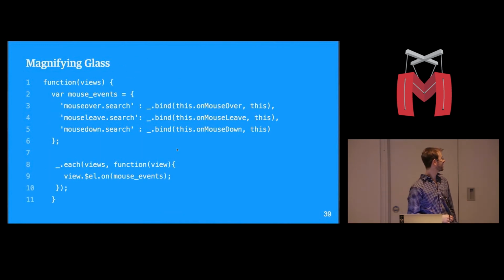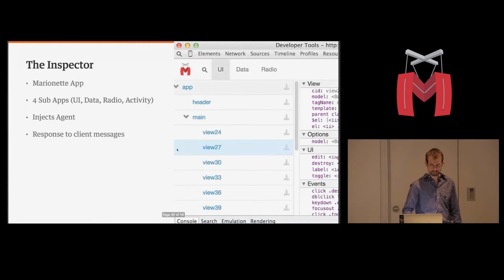This is a fun one. The magnifying glass, which I showed you, where you mouse over the app and it draws a blue box. All we need for that is to know all the views on the page and then set up handlers like mouse over, mouse leave, and mouse down. Once we have that, we can just draw a box over an element. That's easy.